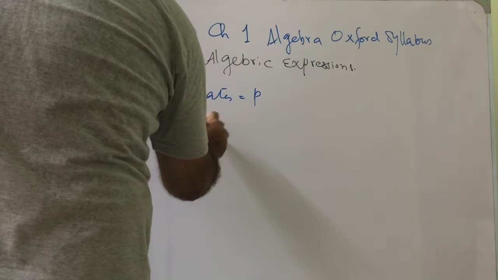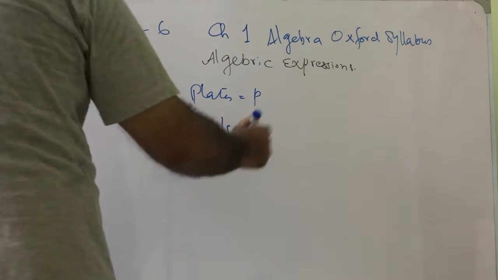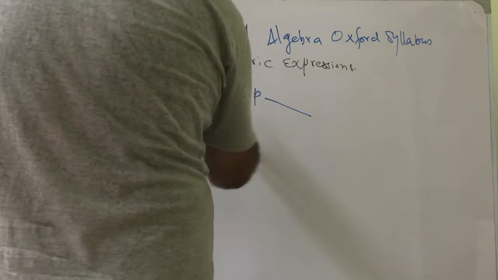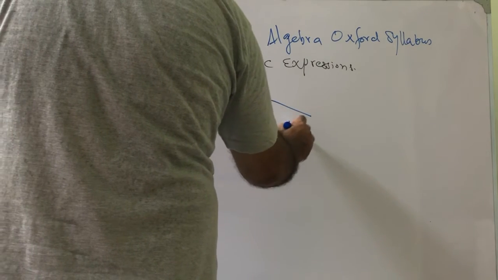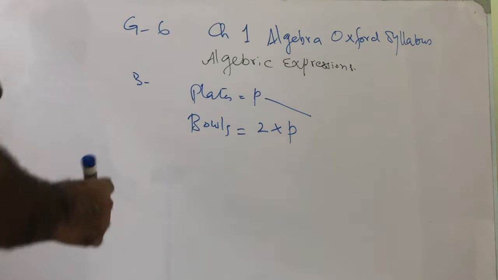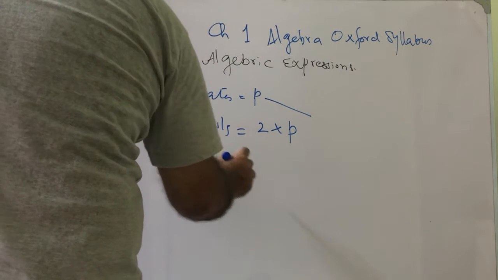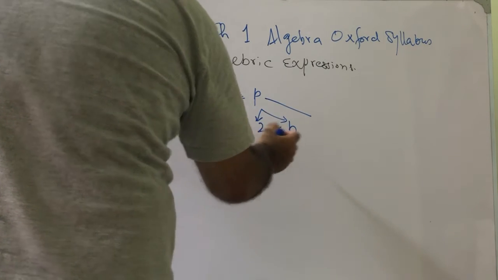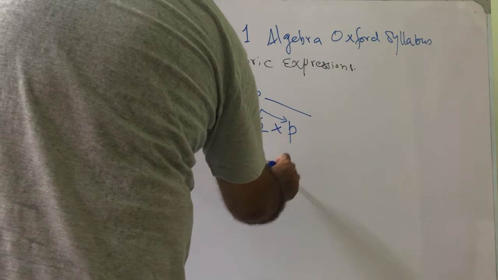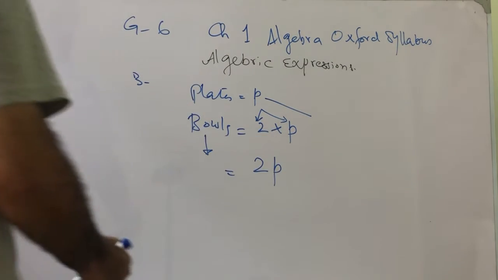Bowls, how many bowls? There are twice than plates. Okay, if P is this, so they are twice, double. For double we do like this, 2 into P. So how many bowls are there? 2 into P. Okay, how many bowls are there? So we need to find out how many bowls. When we multiply the number with the alphabet, so we write like this, 2P. Okay, no need to write this multiplication sign.